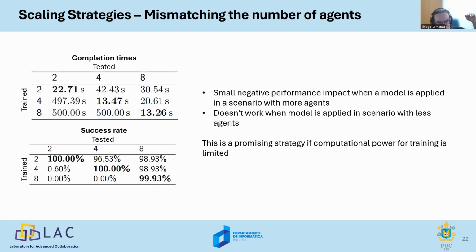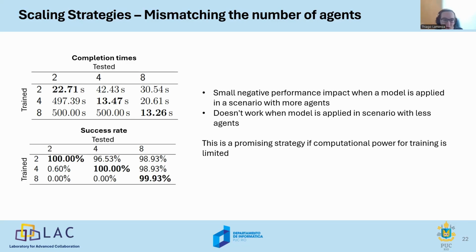The rows of the tables represent the number of agents during training, and the columns of the table represent the number of agents during deployment and testing in our case. As you can see, our models perform adequately well when they're applied to a higher number of agents than they were trained with. The 2 agent model, on the first row and first column, of course performs well on the 2 agent scenario, but it also performs quite well on the 4 agent scenario, collecting all sensors 96% of the time.